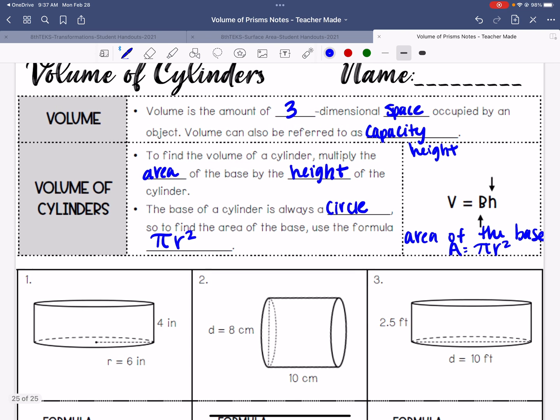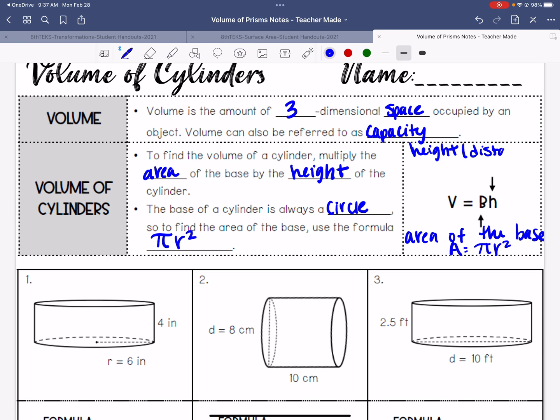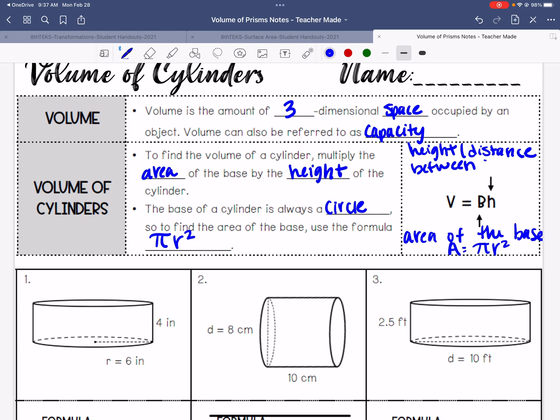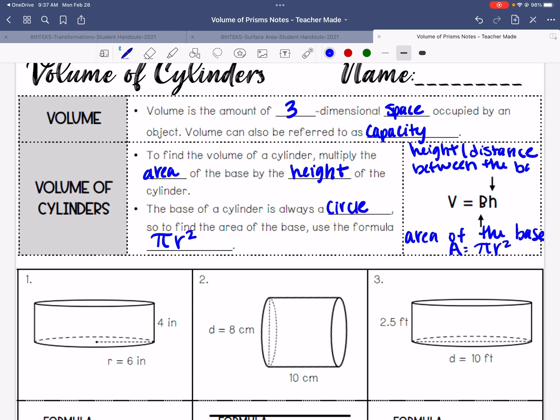which is the distance between the bases. Distance between the bases.